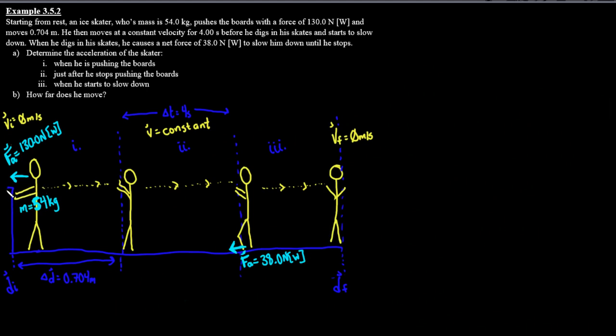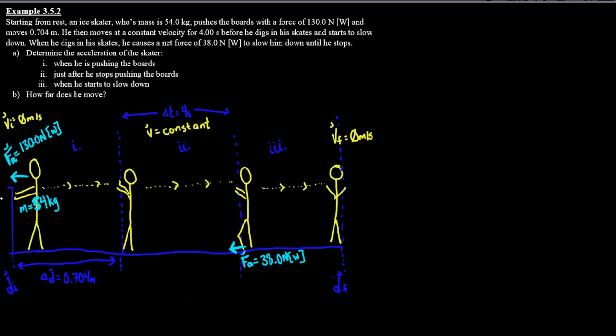force of 130 newtons west and moves 0.704 meters. He then moves at a constant velocity for 4 seconds before he digs in his skates and starts to slow down. When he digs in his skates, he causes a net force of 38 newtons west to slow him down until he finally stops. A wants us to determine the acceleration of the skater in all 3 portions: when he's pushing the boards, just after he stops pushing the boards, and when he starts to slow down. And then B says, how far does he move in total?